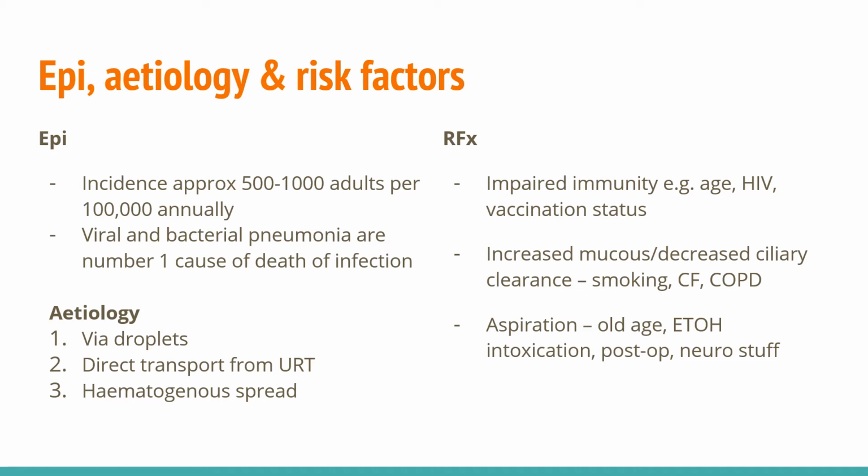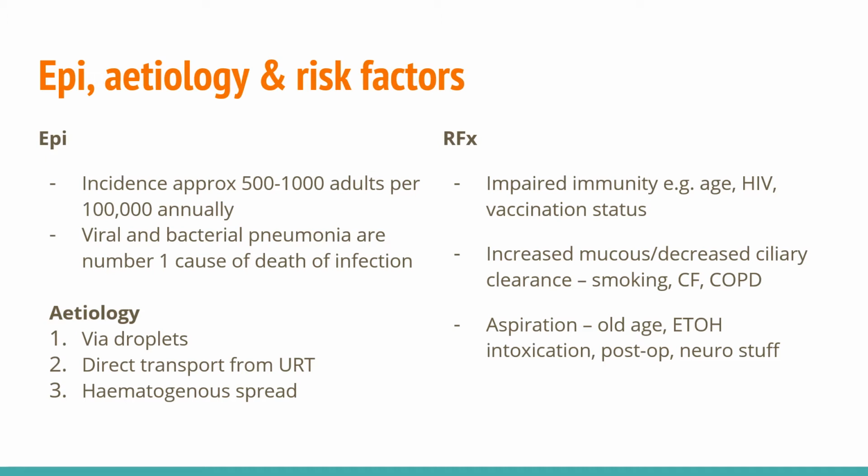So in terms of risk factors, obviously you have those with impaired immunity, for example, older people or younger people, those with HIV or other immunocompromising conditions, so cancer, that sort of thing, and vaccination status, because as I'll allude to in a few slides time, there's actually a vaccine against pneumonia, the pneumococcal vaccination that a lot of old people get. So it's really important when you're taking a respiratory history from the elderly to include that one in there.